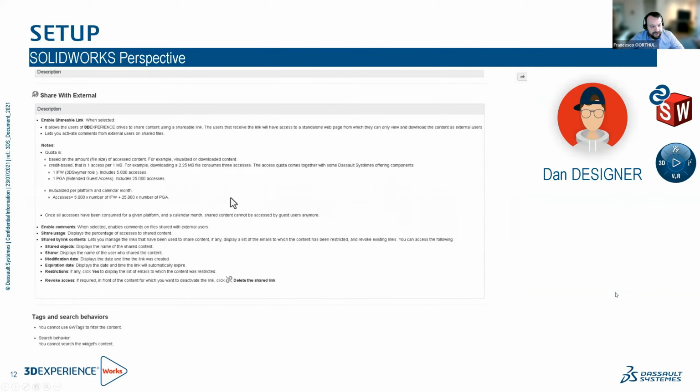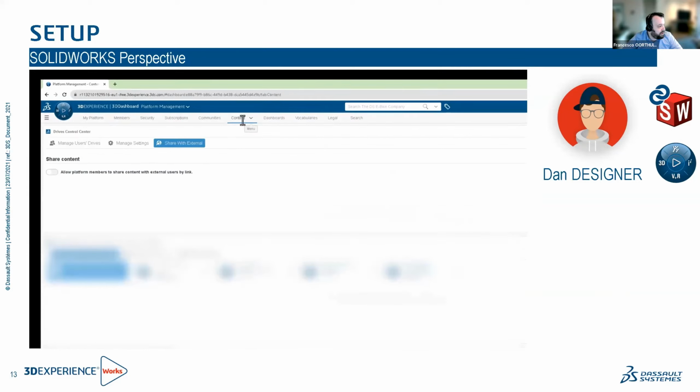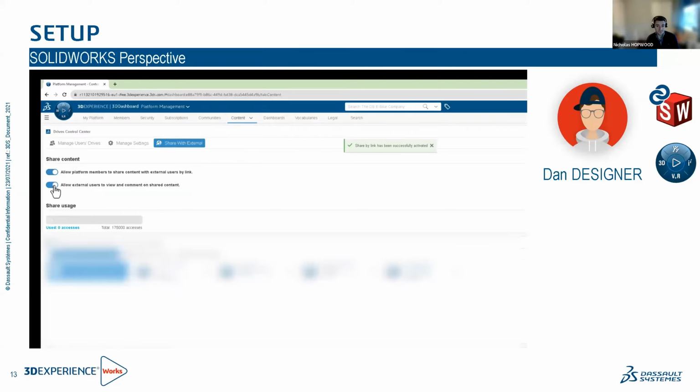But if you really want to activate it, you can go to your platform and go to the settings option. Within the content settings option, you have a few tabs. And with the share with external, you can turn it on. This is the only action you need to do to enable the share. It's very much a one-time setup. It only needs to be set once. So a quick setting, and then you're able to share files with other people that don't have SolidWorks.